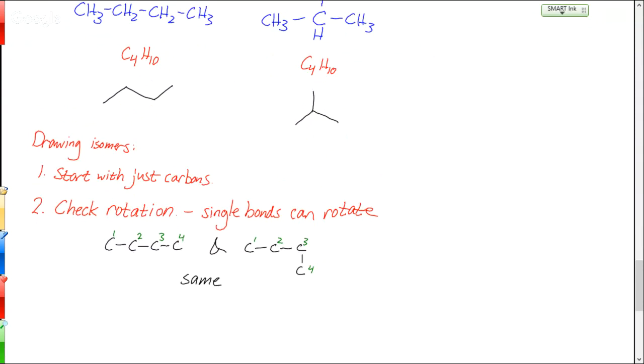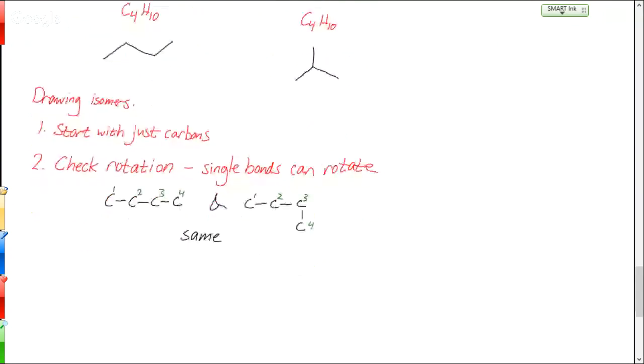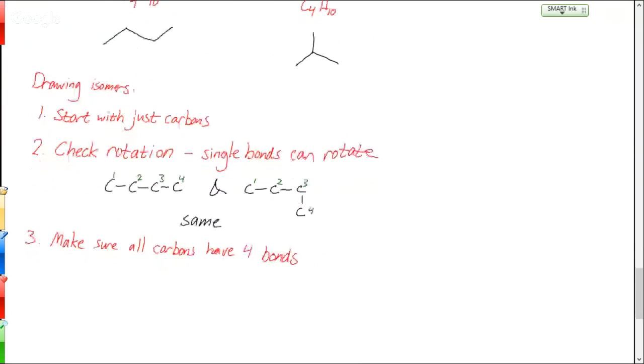How I would find an isomer is by disconnecting something and sticking it on somewhere else. And that's how we make sure that we have an actual isomer and not just a rotation, a rotamer, or a conformer. So then the third one is, don't leave your structures with just C's. We have to make sure all carbons have four bonds.